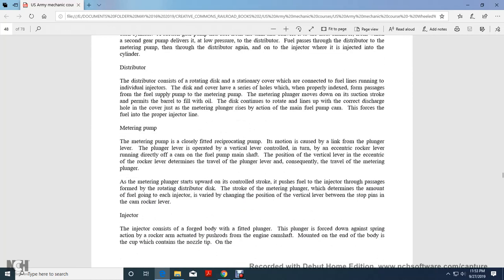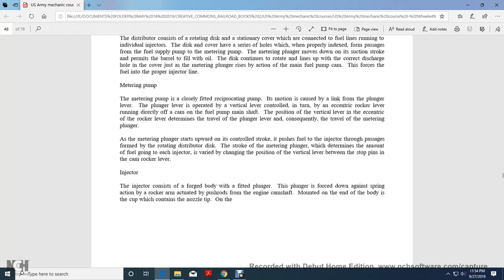Your distributor consists of a rotating disc and a stationary cover, with the fuel line for the rotating disc to the individual injector. The disc cover has a series of properly indexed holes for the passage of the fuel supply to the metering pump. The metering pump moves down in suction strokes, filling the barrel with oil through the disc. As it continues to rotate, it lines up with the correct discharge hole in the cover of the metering pump. The plunger provides action with the main fuel pump cam. This forces the fuel from the pump to the injector.